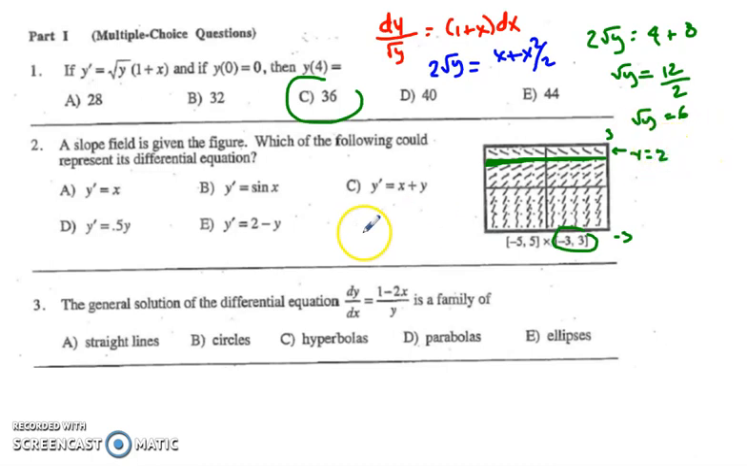So if you go ahead and look over here, you'll see that the slope, if y equals 2, y prime will be 0 for this equation. So that would be E is the answer.